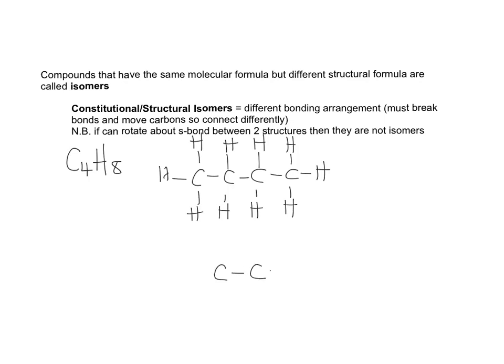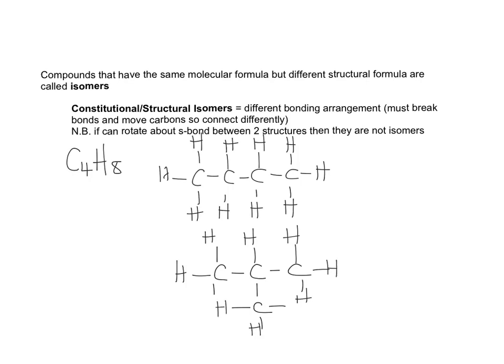So 1, 2, 3. There's my side group now. We call this an alkyl group when it's not part of the longest carbon chain. Each carbon still makes a total of 4 bonds, so we're adding those lines until we have 4 of them. And then place your hydrogens.